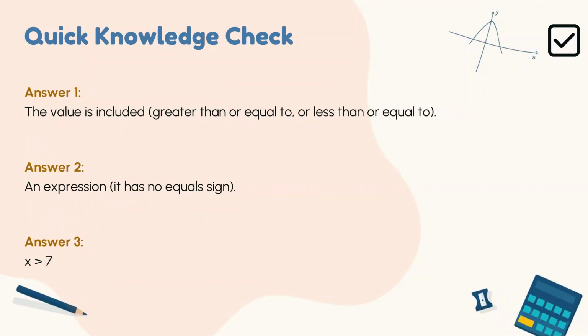Let's check the answers. For question 1, a solid circle means the value is included. This happens with greater than or equal to or less than or equal to. For question 2, 3x plus 5 is an expression because it has no equal sign. For question 3, start with 2(x minus 4) is greater than 10. Add 4 to both sides. That gives 2x is greater than 14. Divide by 2. So x is greater than 7.